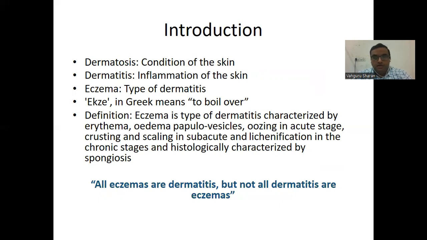How do we define eczema? Eczema is a type of dermatitis characterized by erythema, edema, and papulovesicles, which are oozing in the acute stage, crusting and scaling in the subacute stage, and lichenification in the chronic stage, and which is histologically characterized by spongiosis. Now, all eczemas are dermatitis, but all dermatitis is not eczema. Inflammation of the skin is dermatitis. So there is inflammation of the skin in all cases of eczema, but eczema is not the only thing which causes dermatitis.